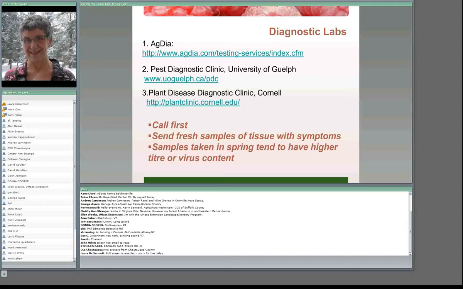Like I said, it's best to call ahead, find out what virus kits they have on hand. And it does get very difficult to ship plant samples across the border. So if you're in Canada, you need to use a lab in Canada, and the same in the States. Use an American lab. But whatever lab you use, choose fresh samples of plant tissue with symptoms. And remember that viruses are easiest to detect in the spring because the concentration or titer of the virus in the tissue is highest then. And at other times of the year, you may be more likely to get false negative results, and you should test again the next year.